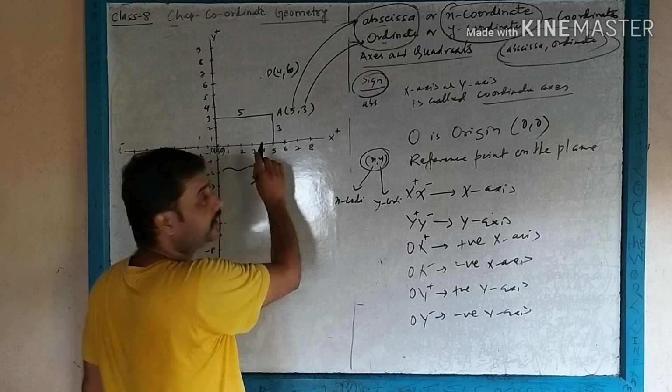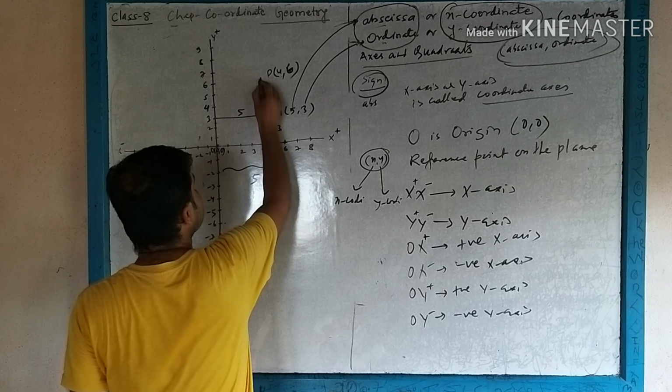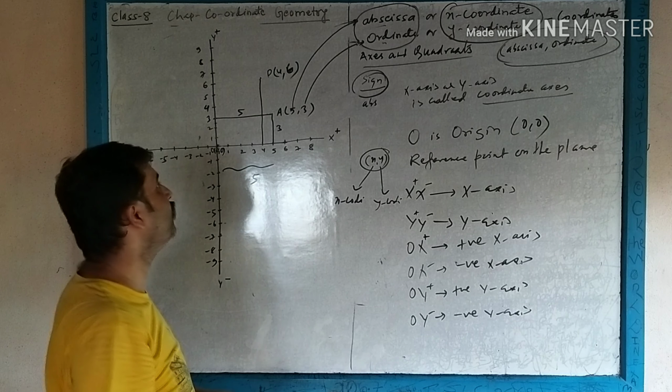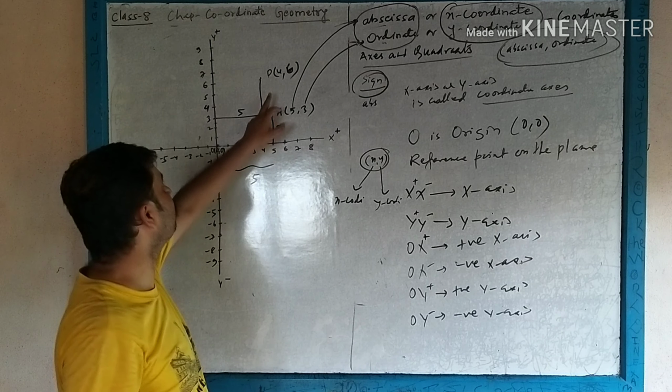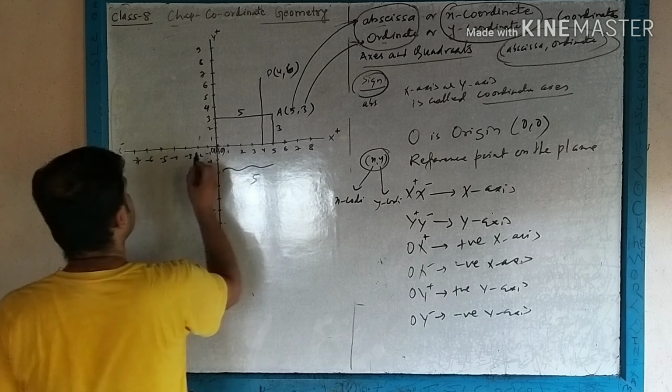First x coordinate, then y coordinate. 4 comma 6. The coordinate of point P is 4 comma 6. This is 4 and this is 6.